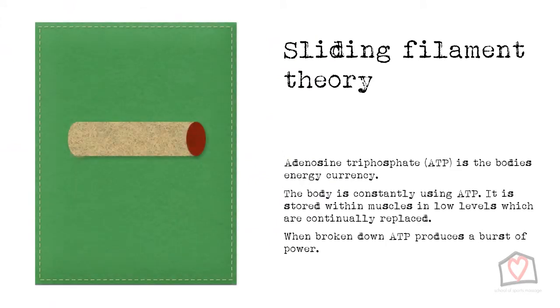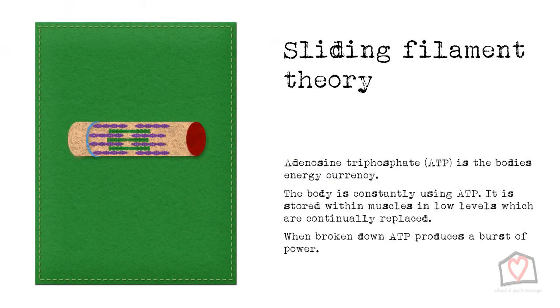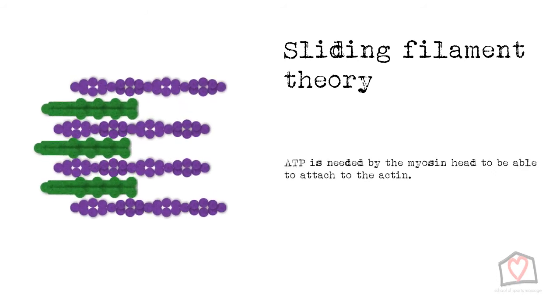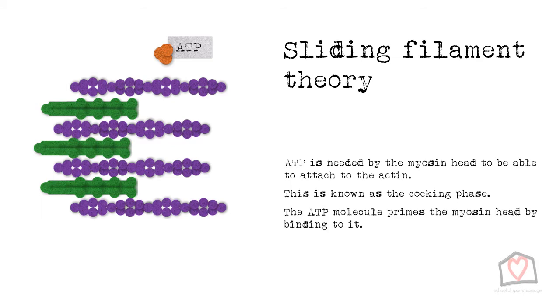ATP is needed by the myosin head to be able to move into position to attach to the actin. This is known as the cocking phase. This molecule primes the myosin head by binding to it. This won't trigger the contraction though.